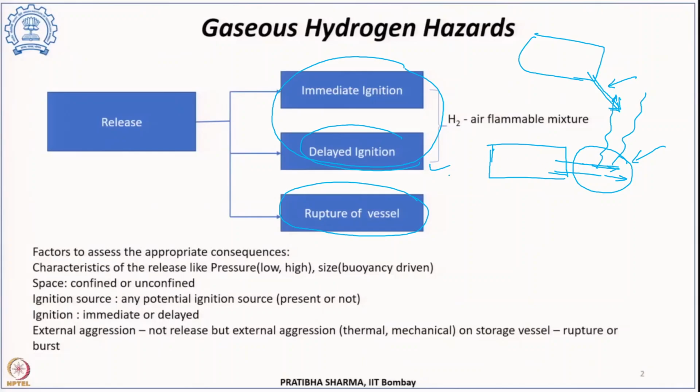Okay, and rupture of the vessel can occur when this high pressure hydrogen leaks from the hydrogen tank. It will create some pressure difference inside the tank, and due to the pressure difference inside the tank, the vessel can be damaged, or rupture of the vessel will be there. Okay.